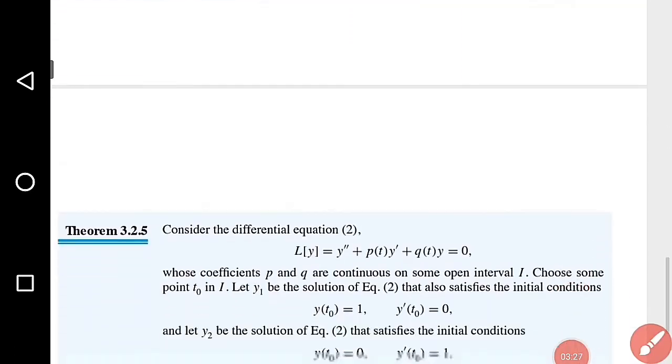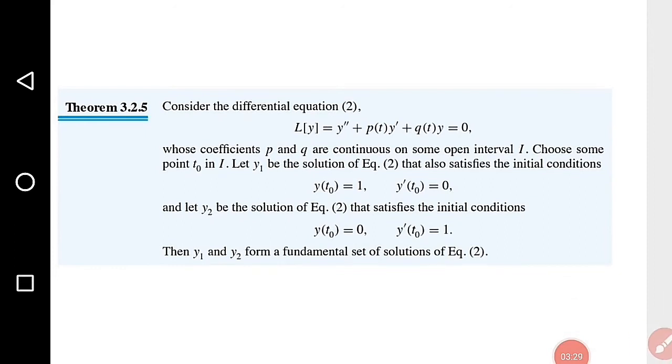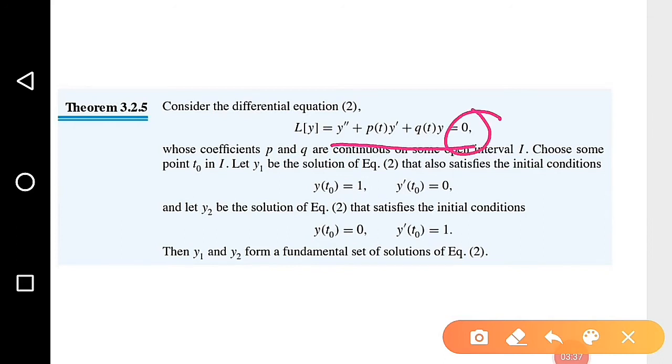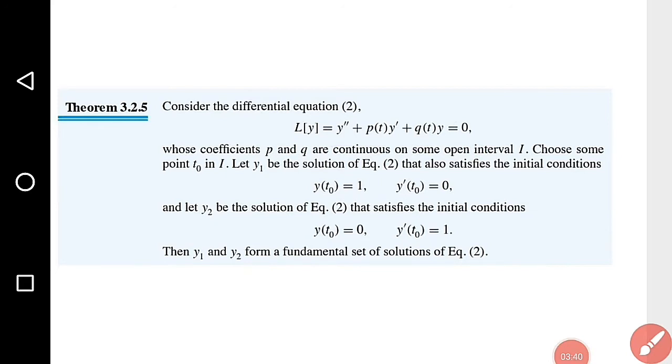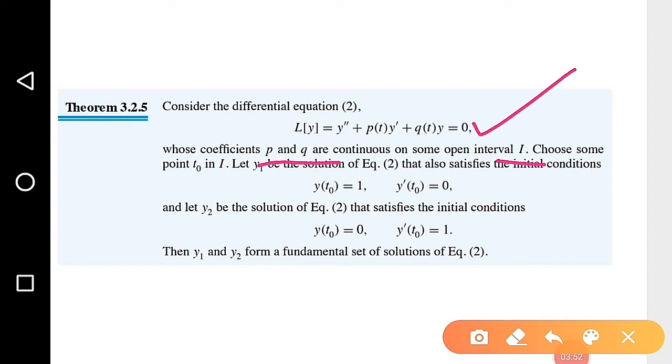Now the third theorem says, consider the differential equation. Again we have a second order ordinary linear homogeneous differential equation with the coefficients p and q continuous on some open interval I. We know that if p and q are continuous on this interval I, this linear equation has a solution in that interval. In particular, the given differential equation has a unique solution at the initial point.